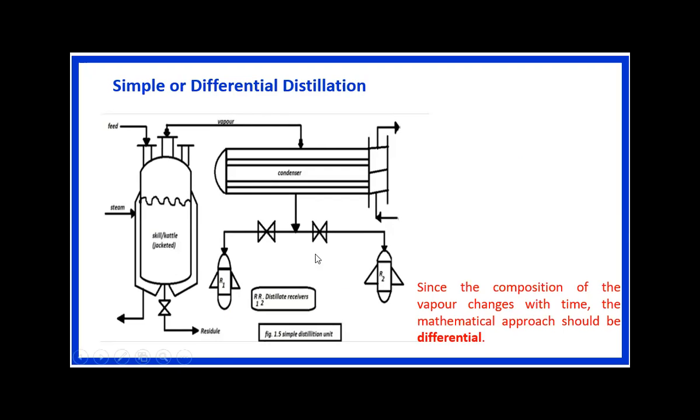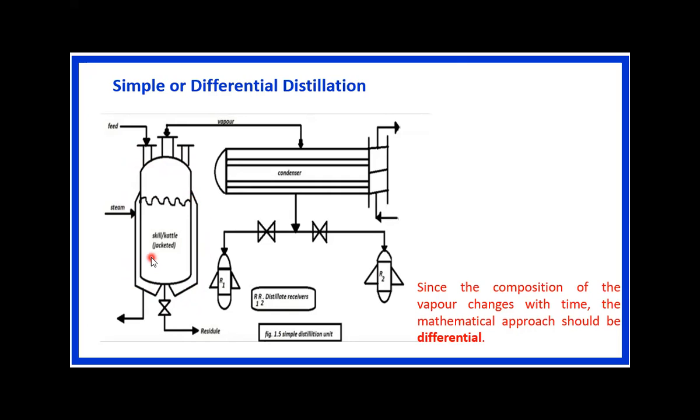From this diagram, you can understand that there is no reflux arrangement in this distillation setup, and that is why it is a method where distillation without reflux is carried out. In this diagram there are different components. The main component is the steel kettle, which is jacketed. It is generally called a still or kettle, and when a jacket is provided, it is called a jacketed still or jacketed kettle.